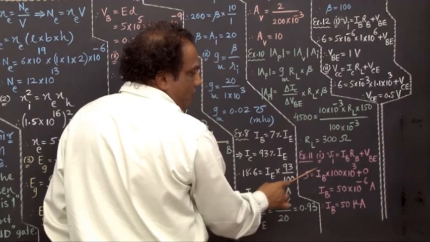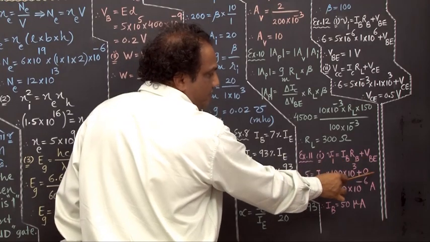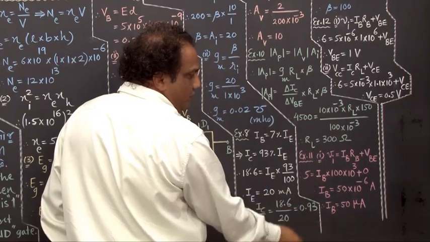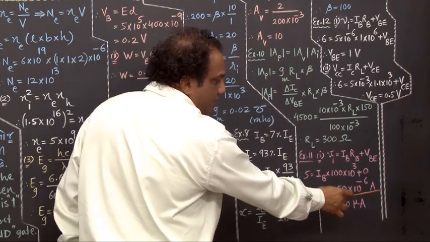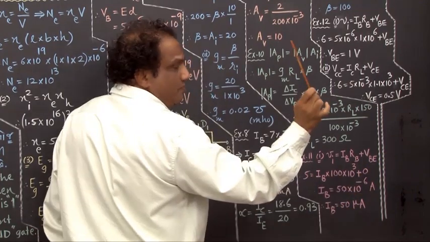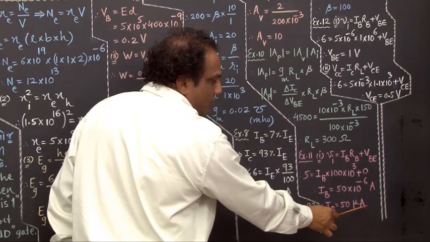When we supply 5 volt in the input, this VBE becomes 0. That is what they have said. Now find out IB from here, you will get 5 into 10 raised to minus 6 ampere. Or you may write 10 raised to minus 6 ampere as 1 microampere. So this is 50 microampere.